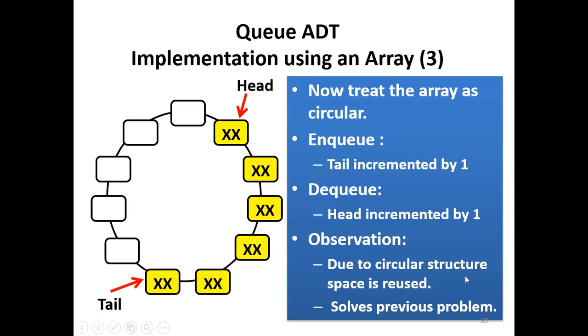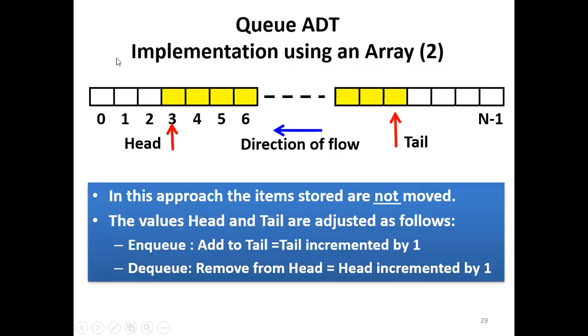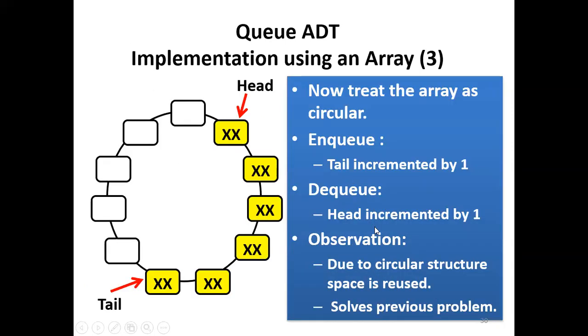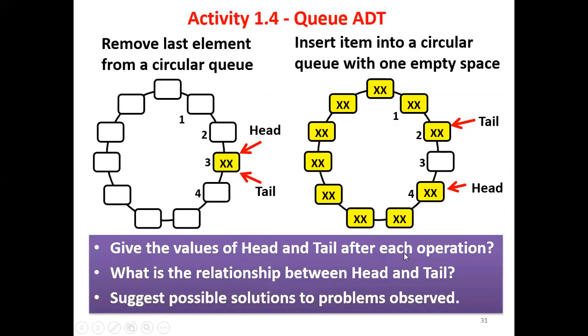Observation: due to the circular structure, space is reused. Some problems that could be encountered in the previous example, where you cannot reuse the space, are solved here, because in this part you can reuse the space.